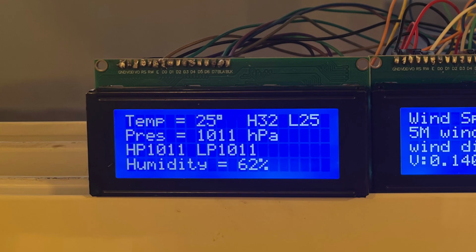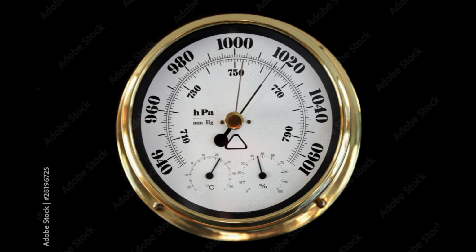Now let's see what shows up on the screen. On the first LCD, you get temperature in Celsius along with the daily high and low. Pressure converted to sea level pressure, along with high and low values. The pressure shown on the display is not the pressure measured at the station from your BME280 sensor. Instead, it's station pressure converted to what the pressure would be at sea level.